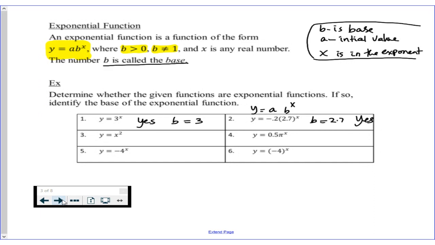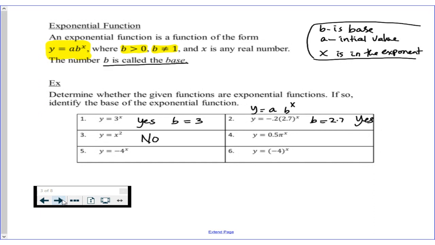Okay, number 3. Yes or no? Number 3 says x squared. Is it an exponential function or not? Yeah, that's not an exponential function because the variable is not in the exponent. So this is a polynomial function, specifically a quadratic function. So this is not an exponential function because x is not in the exponent. So x is the base. X cannot be the base.